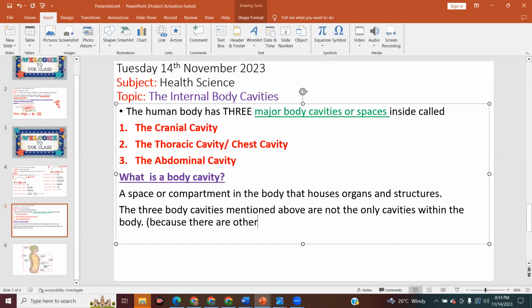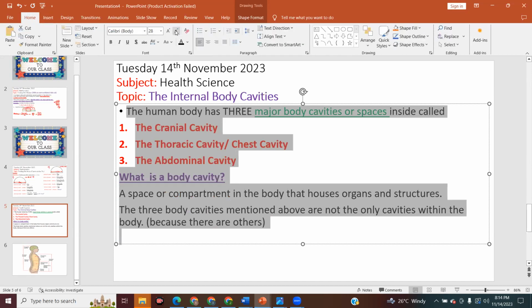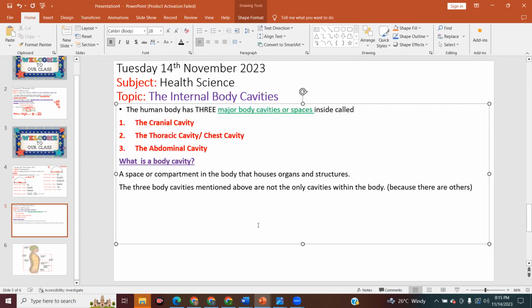So let's talk about the other body cavities besides the major 3. So we know the major 3 is the cranial, the thoracic, and the abdominal. That's the major 3 that they teach you in school at this level. But there are others. So we're going to talk about the body cavities and what they have inside of them.